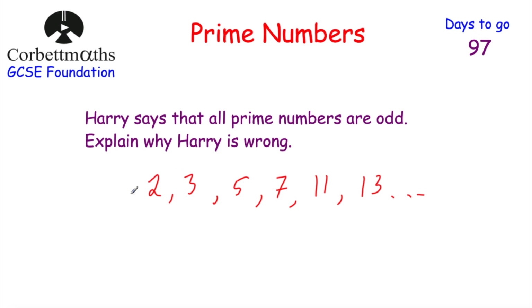As you can see, the first prime number is 2, because obviously 1 times 2 is 2 and it's not divisible by any other whole number. So that means that 2 is a prime number and 2 is even. So to explain why Harry is wrong, 2 is prime and even. And that's it. So 2 is a prime number and it's even. So that means that Harry's wrong. And actually it's interesting to note that 2 is the only even prime number. All the other even numbers are not prime apart from 2. And that's it.